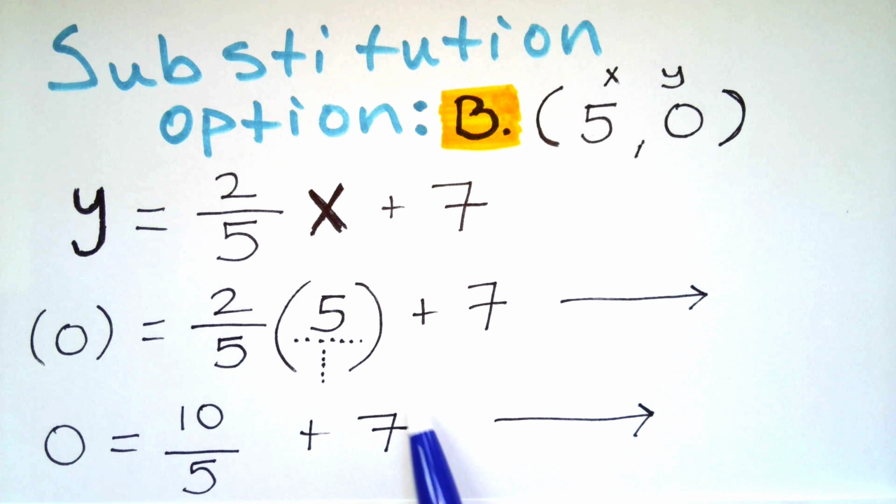Now in this next step, order of operations says parentheses first. No parentheses. Exponents? Nope, I don't have any exponents here. Can I multiply or divide? Yes. Every fraction is a division problem. So 10 divided by 5. That's my next step in simplifying this particular problem. What is 10 divided by 5?